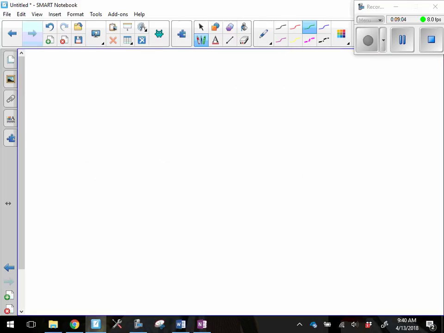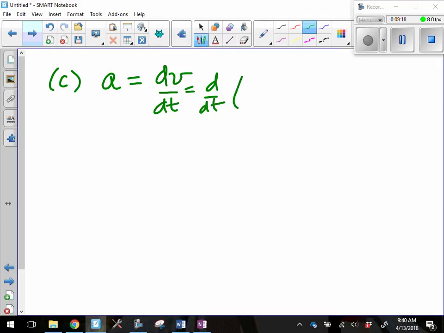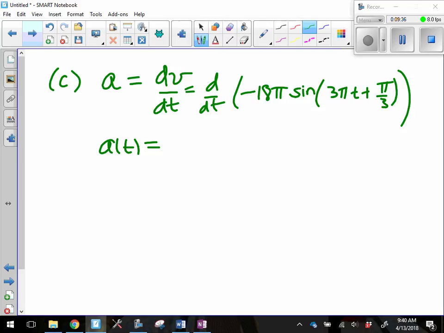Okay. How about part C? What does part C want us to find? The acceleration. How do I always find acceleration? Yeah, so dv/dt. So I'm going to take the derivative of, what is it, negative 18 pi sine of 3 pi t plus pi over 3. So I have to take the derivative. Again, my negative 18 pi can just kind of hang out there.